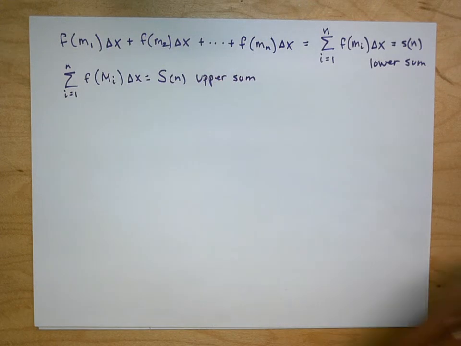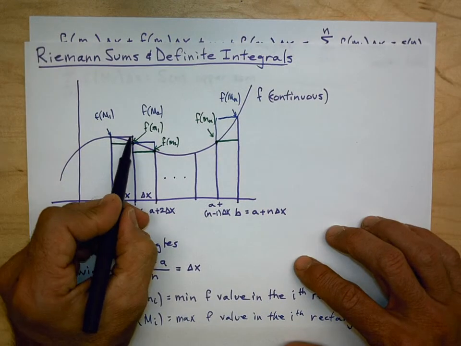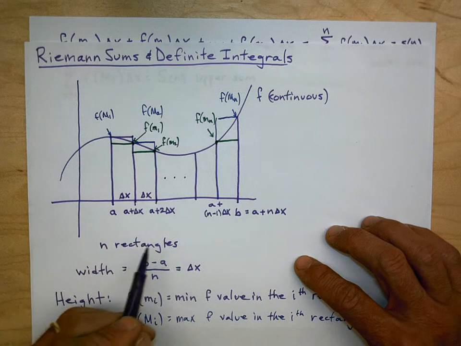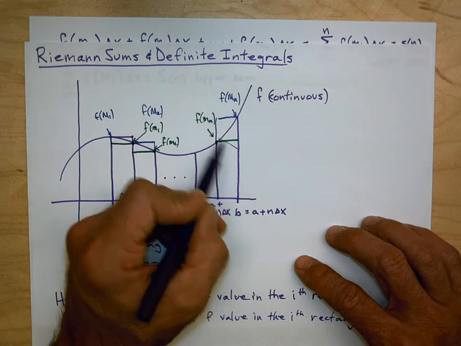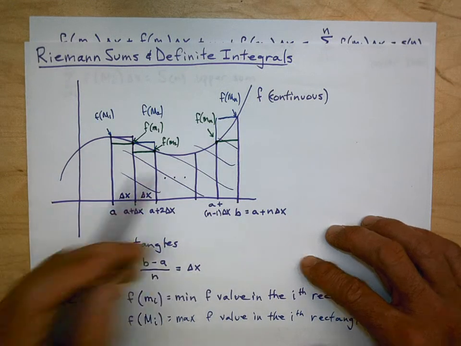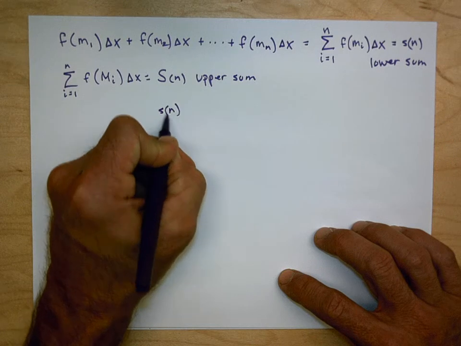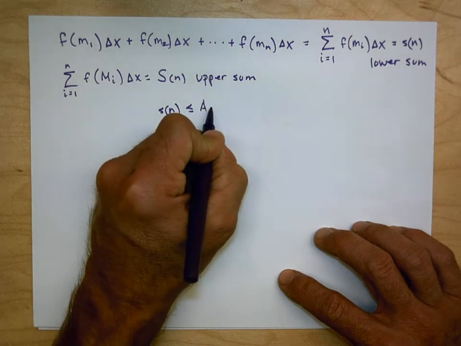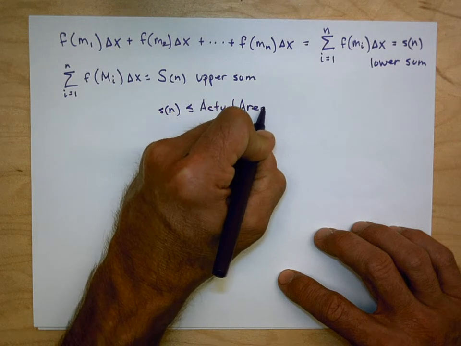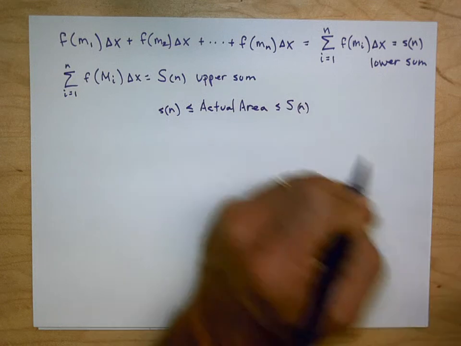Okay, so what we know, if we go back and look at this picture, we see that the upper sums, because they're an overestimate, will be greater than the actual area underneath the curve in here. And the lower sums will be an underestimate. So one way to say that is that little s of n is less than or equal to the actual area under the curve, which is less than or equal to big S of n.